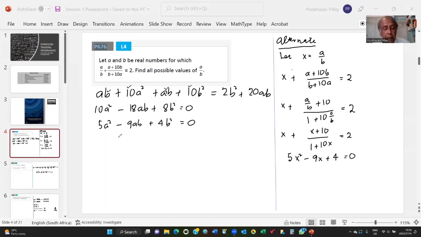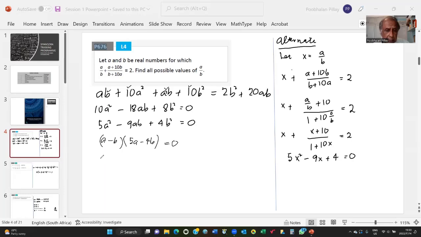At this point here now, where do we proceed? This actually factorizes. When you try to factorize it, you will see you get (a minus b) into (5a minus 4b) equals 0. You know how to factorize a trinomial, and this is what you get.